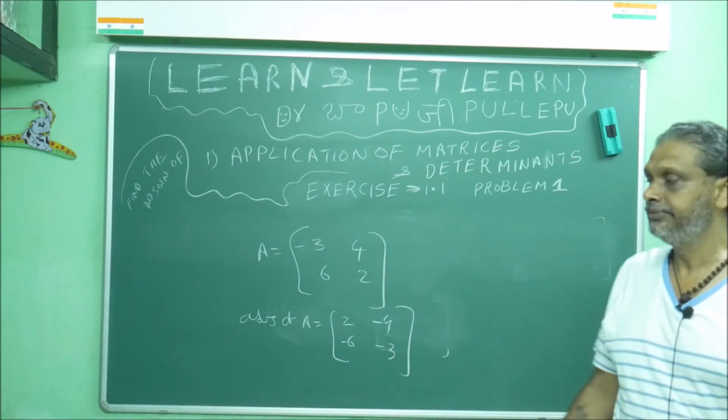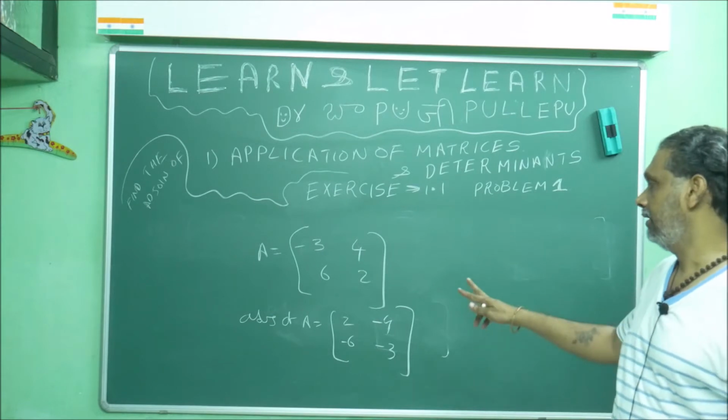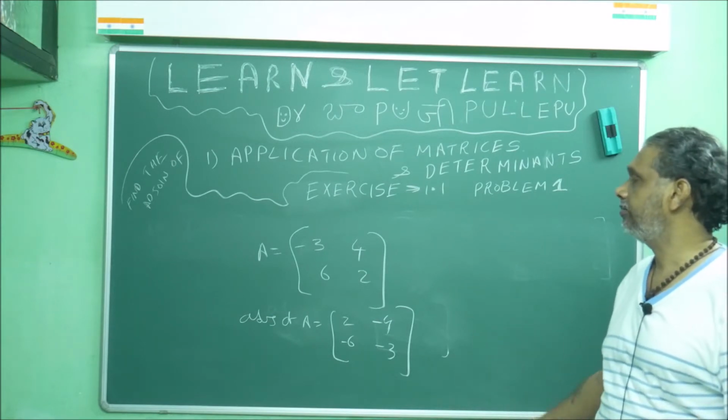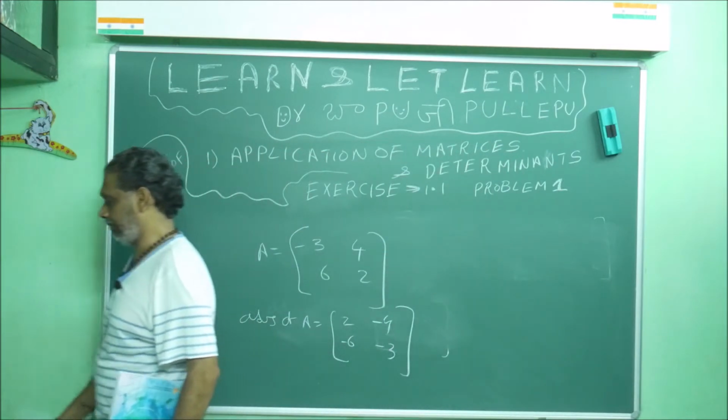LKG problem. Next, go for the second problem. Clear or not? If it is a, b, c, d, interchange the diagonal elements and give the minus to the remaining elements. The job is over. Next I will go for the second problem.